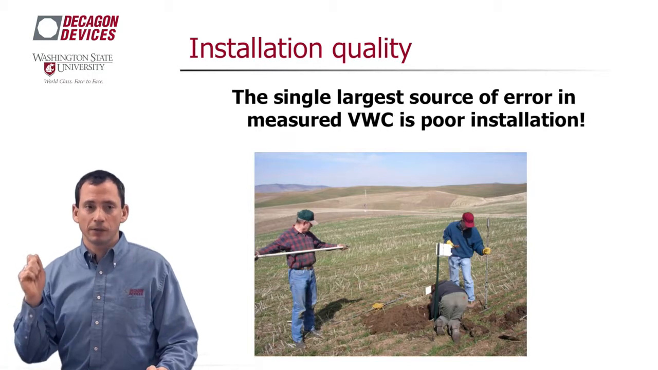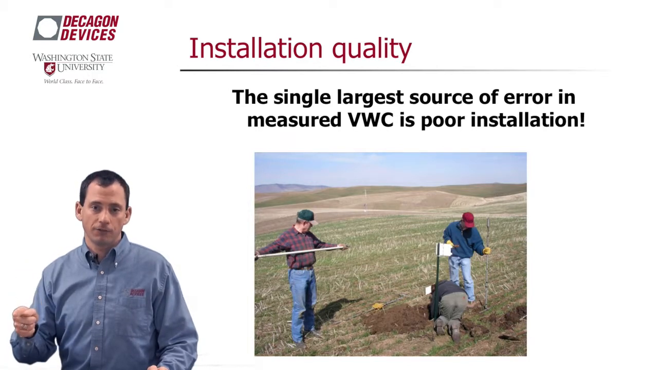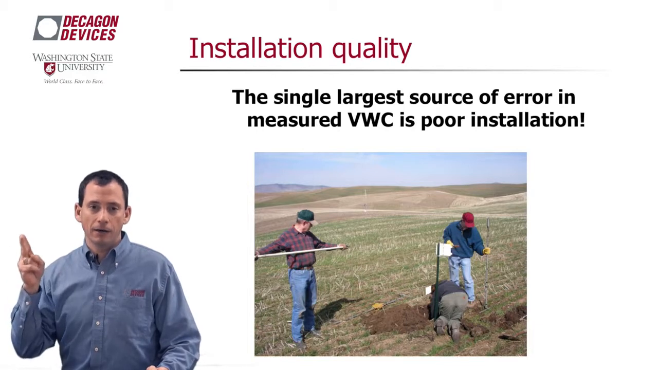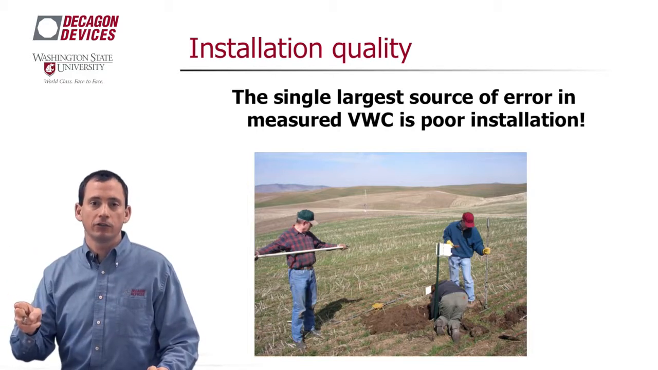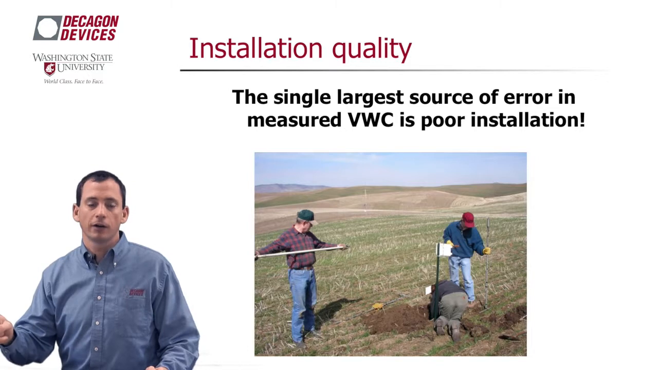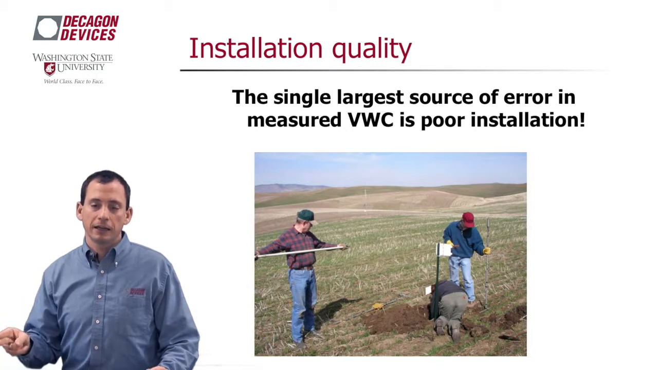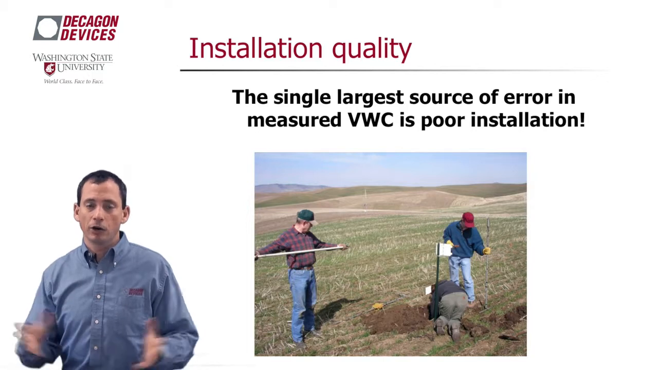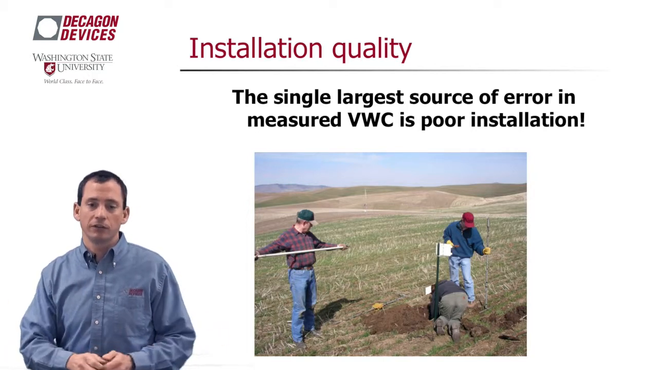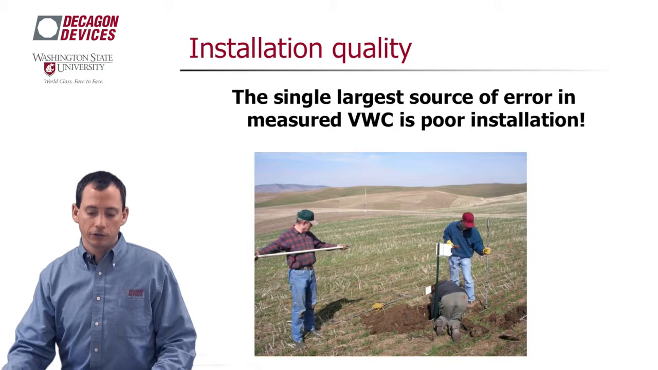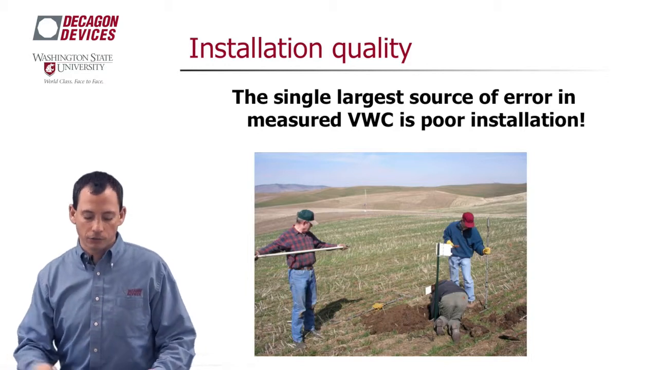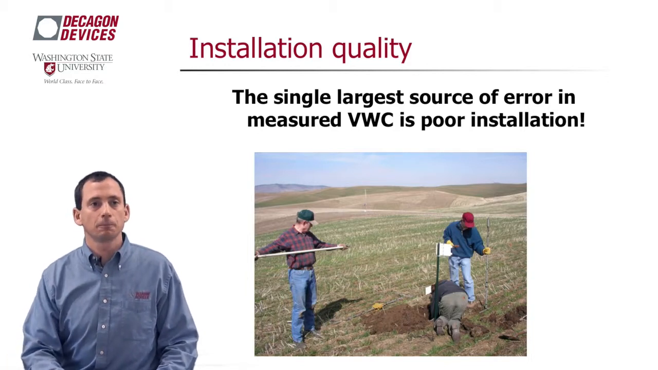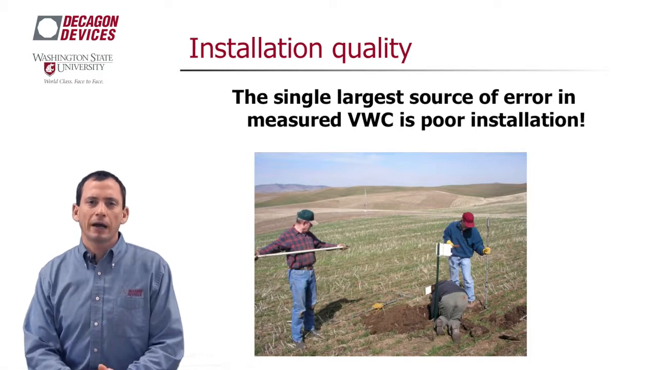Even if you have a sensor that measures dielectric permittivity perfectly, and you have the perfect calibration equation to get from permittivity to water content, if you don't take care and make sure you get the sensors installed properly, then you're going to have bigger errors from that poor installation than all of your other errors combined. So this is something that's really important, and so I want to spend a little bit of time talking about it.